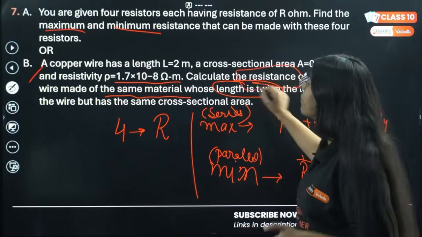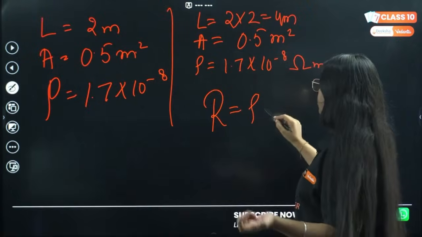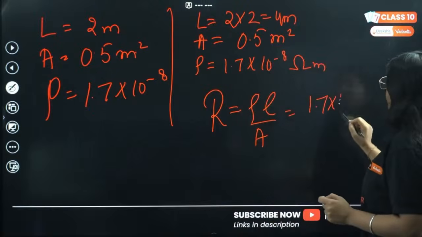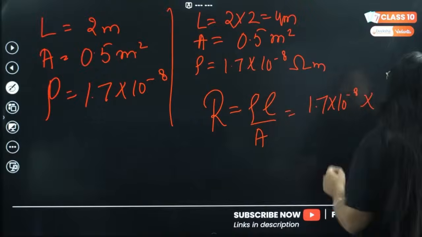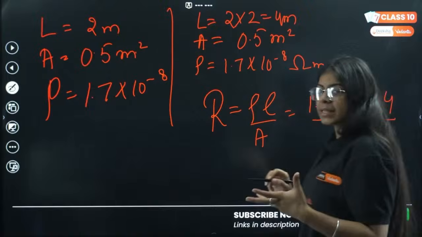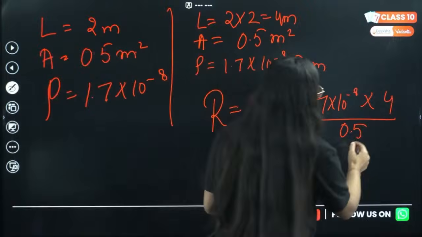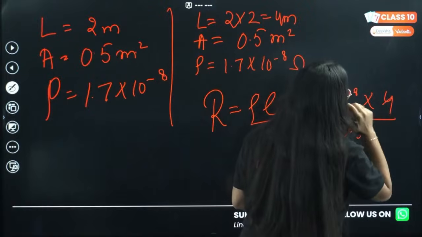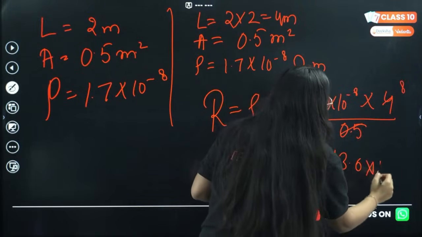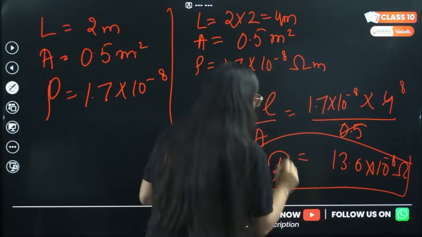Resistance of another wire. We know R equals rho L by A, where rho is given as 1.7 into 10 raised to power minus 8, length is 4, and area of cross section is 0.5. Now you can just solve this. This will simply be 0.5 and this will be 8. So 6 and 13.6 into 10 raised to power minus 8 ohm will be your resistance.